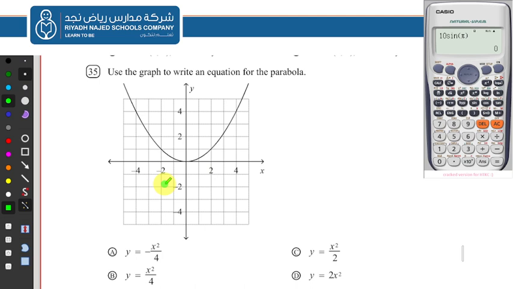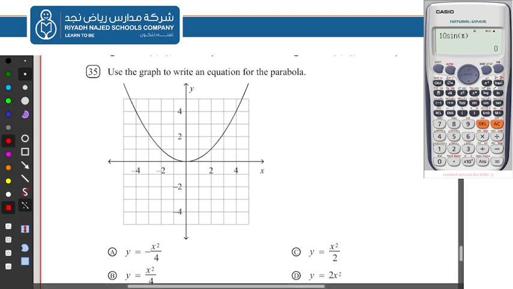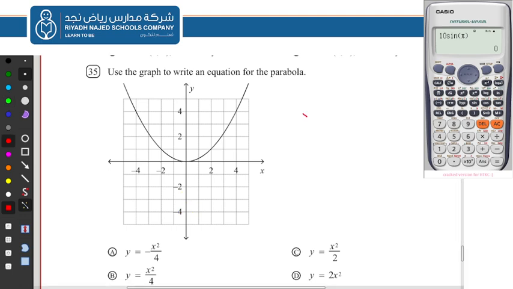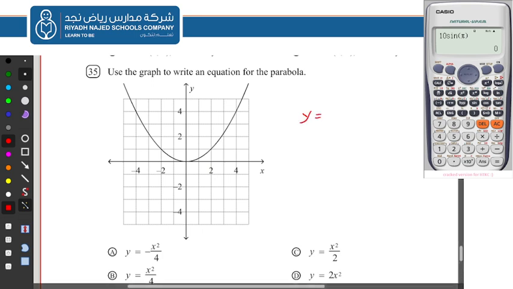Okay, now, so you practice with question 34. Now 35 is a bit different, but not too much. You already have the graph. This is an advantage. You already know that the parabola is vertical here. So you already know that the equation must be y equals. This is the equation.